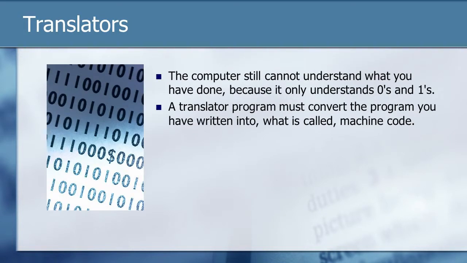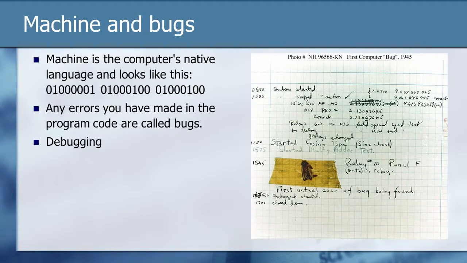Even though we have created the program, the computer still can't understand what we've done, because the computer only understands zeros and ones, or voltage, no voltage. So a translator program must convert the program we've written into what we call machine code. Machine code is the computer's native language, and it looks sort of like what's on this slide: 0, 1, 0, 0, 0, 0, 1, a whole bunch of zeros and ones. Now, any errors that you've made in the program code in order to get to this stage are called bugs.